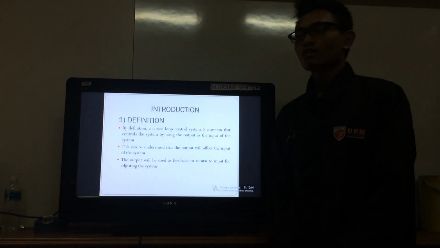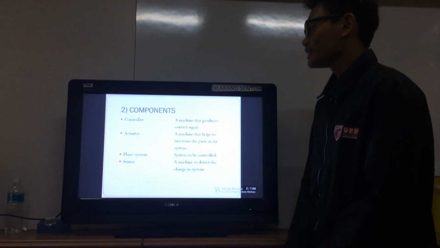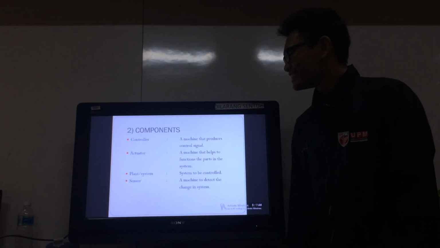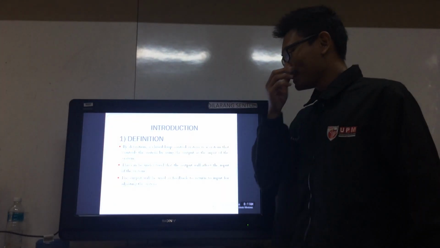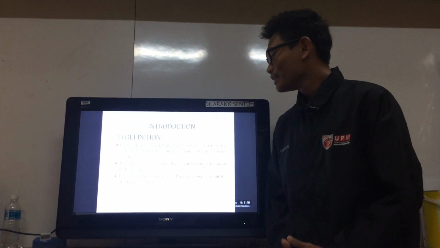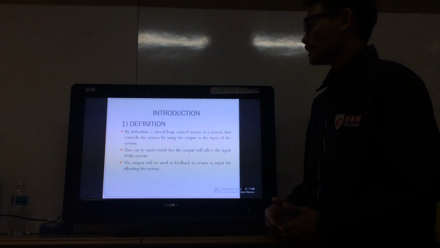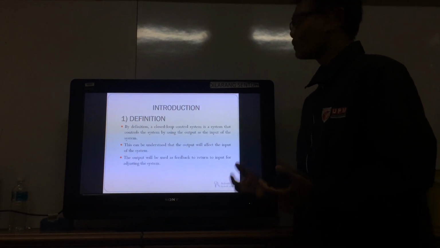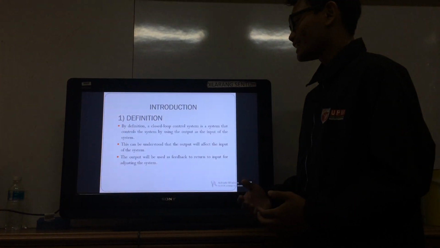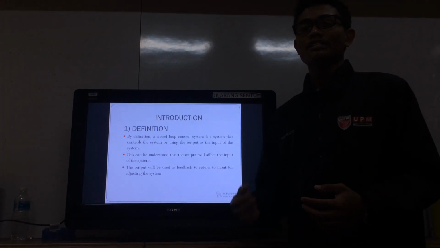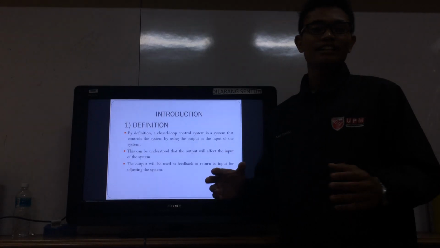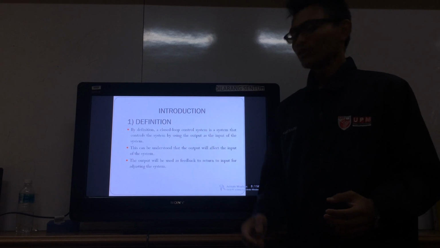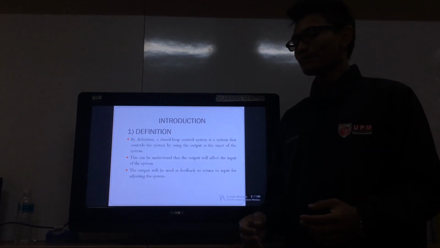Okay, we will talk about the closed loop system. For the introduction, okay, there is the definition of the closed loop control system. A closed loop control system is a system that controls the system by using the output as the input of the system. So this can be understood as the output will affect the input of the system. The output will be used as feedback to return to the input for adjusting the system. Okay, next.